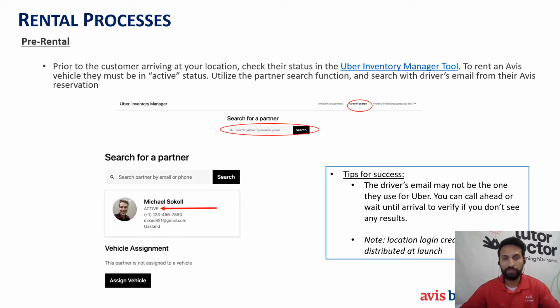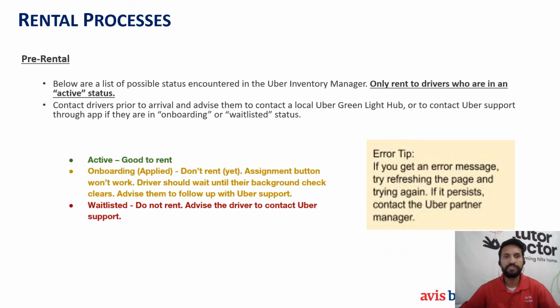The pre-rental process. Prior to the customer arriving at your location, check their status in the Uber Inventory Manager tool. That is the tool that's available on the iPad. To rent an Avis vehicle, they must be in active status. A driver may appear as active, onboarding, which means they have applied, or waitlisted, which means do not rent. The only drivers that Avis can rent cars to are the ones on active status.